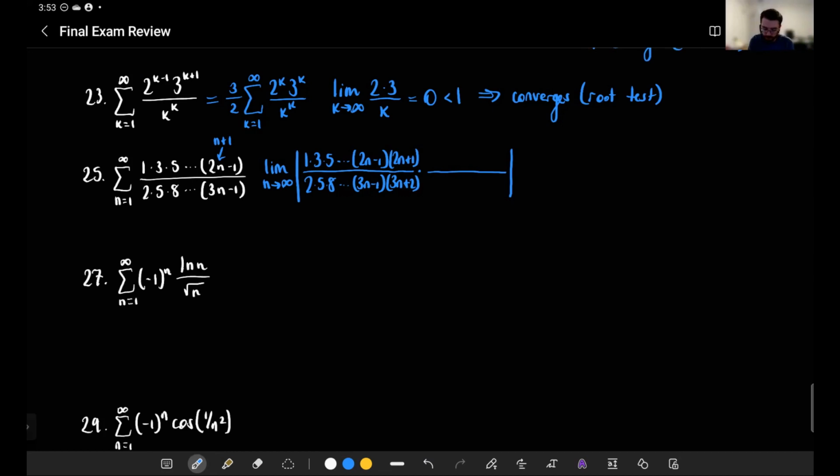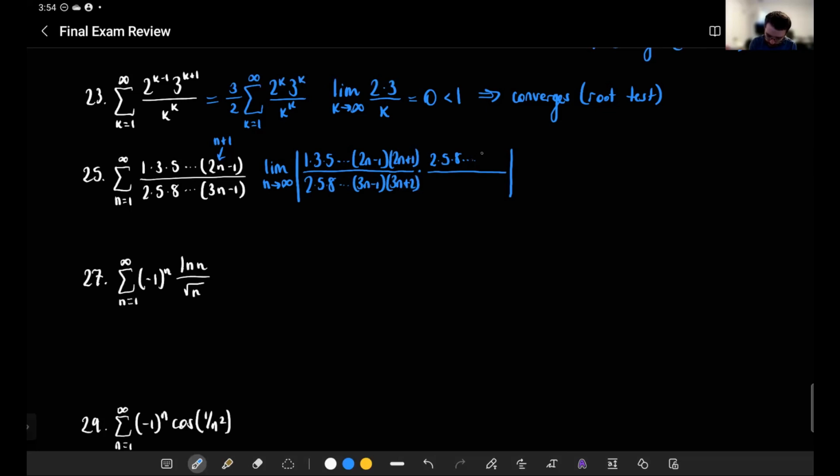Okay, so that's, right, this whole thing is my a sub n plus 1 term. And then what's going to go here is the reciprocal of an. That'll give me an plus 1 over an. And then I take my limit. That's the ratio test.